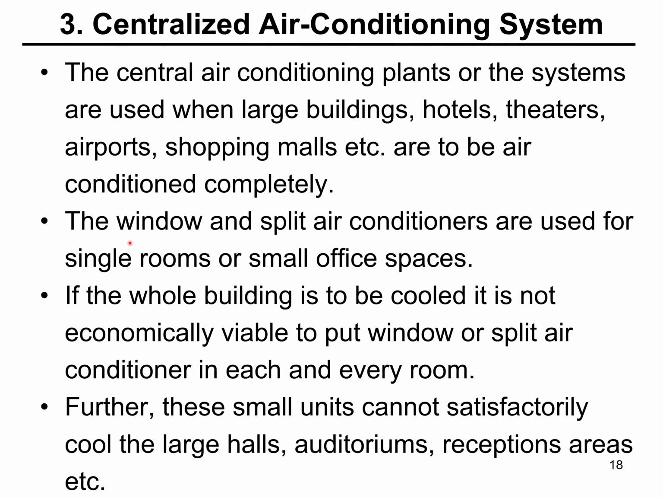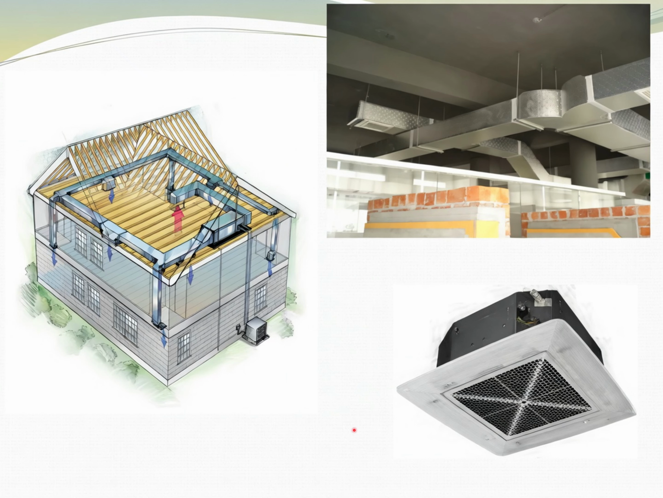Window and split air conditioners are used for a single room or small office spaces. If the whole building is to be cooled, it's not economically viable to put a window or split air conditioner in each and every room. Further, these small units cannot satisfactorily cool a large hall. So this is the system. We can say that this is part of the central AC. These are the ductwork and also part of the HVAC system.